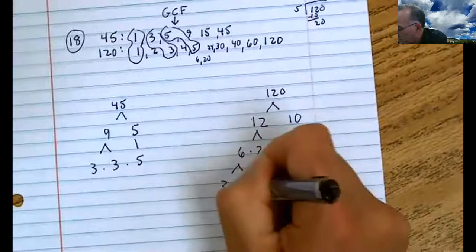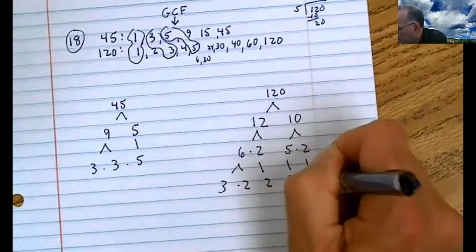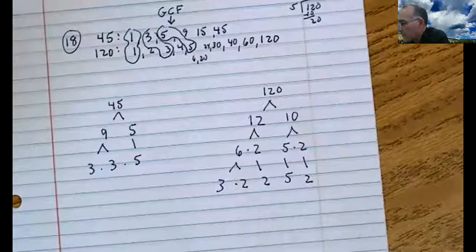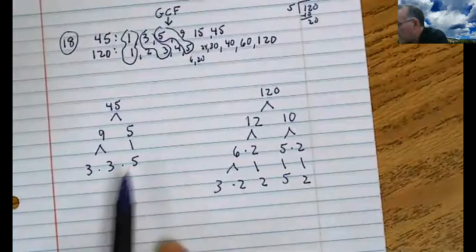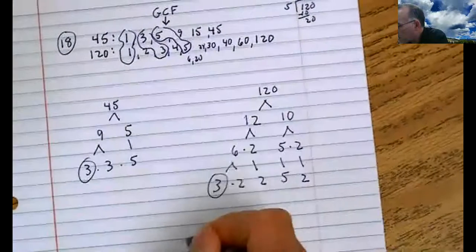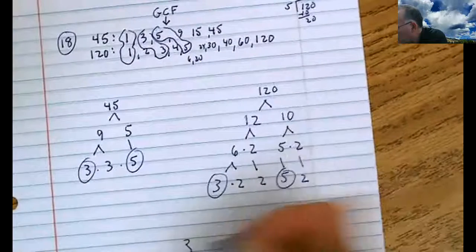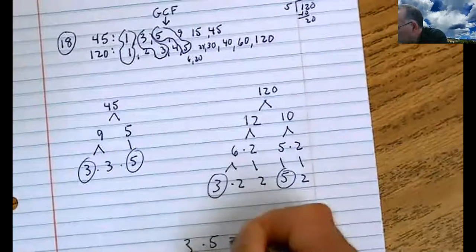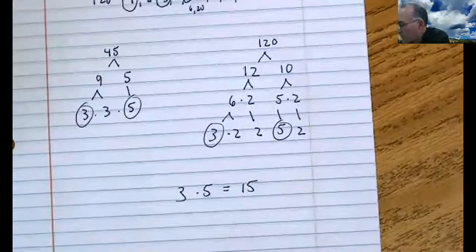So we need to keep going. 3, 2. I'm going to bring this one down, and there. Okay. Aha. So take a look. Here's a 3 and a 3. I have a 5 and a 5. So it looks like the GCF is actually 15.